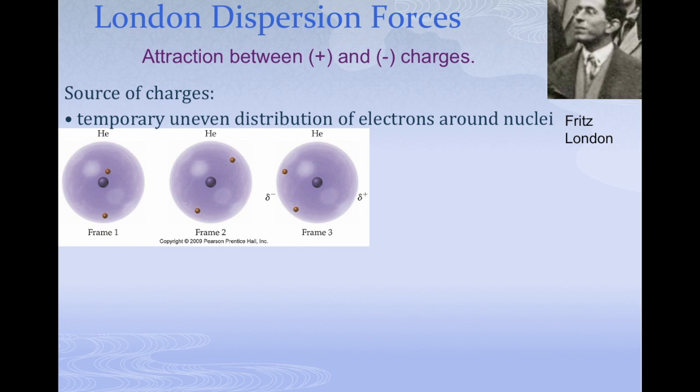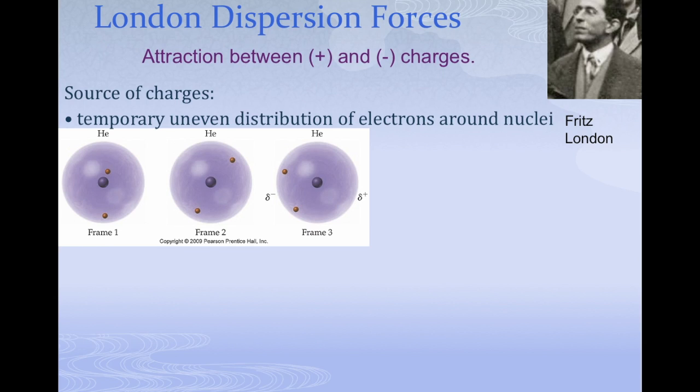The next type of force we'll talk about is called a London dispersion force. This is named after a man by the name of Fritz London, so it has nothing to do with the city of London. Basically, the London dispersion force is due to a temporary uneven distribution of electrons around a nucleus. We can see here in this example a helium atom.